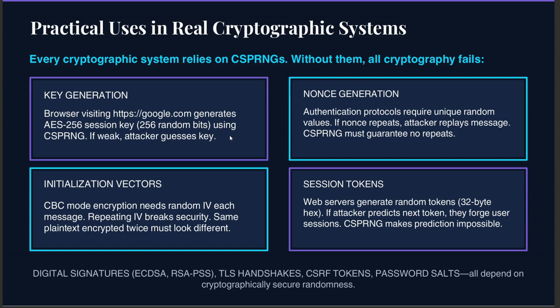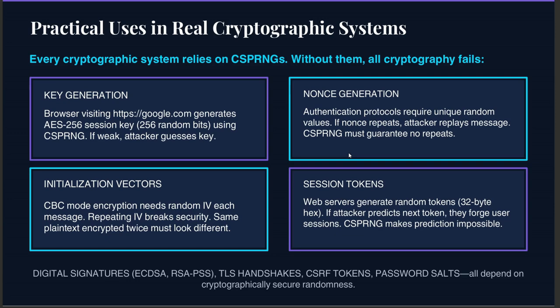If randomness is weak, the attacker may guess keys. Once the keys are predictable, encryption completely collapses. This is why secure key generation absolutely requires a CSPRNG. Next is nonces. Nonce means number used once.